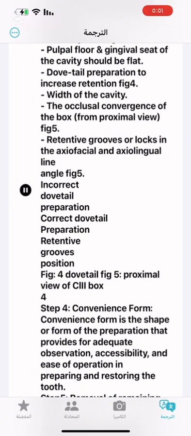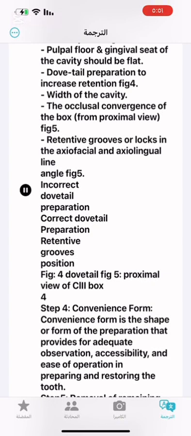Figure 6. A. Initial depth. B. Burr position to begin the proximal ditch cut. C. Class I cavity preparation. Proximal outline form.